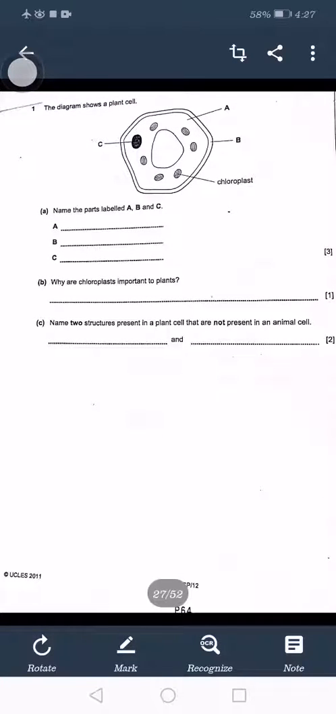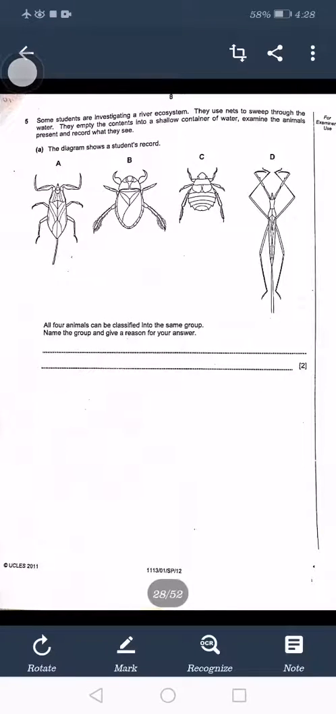Why are chloroplasts important to plant? To trap sunlight, to make photosynthesis process. Name two structures present in plant cell aren't present in animal cell. Cell wall, chloroplast, large vacuole. Write any two of them. خلاص حفظناها بقى. Open on question 5.